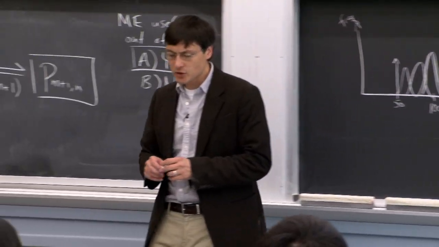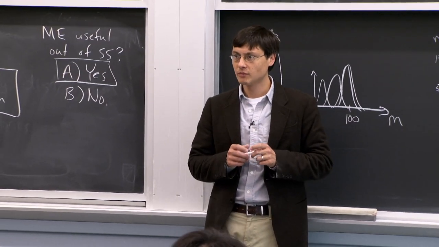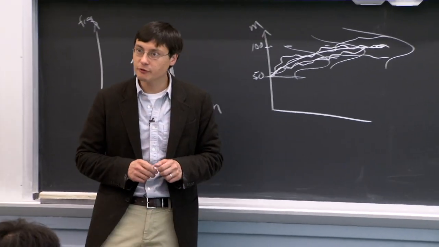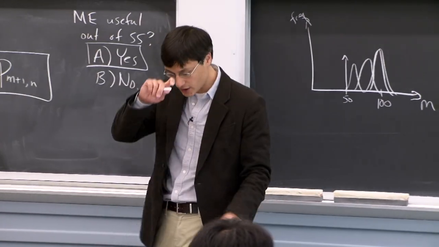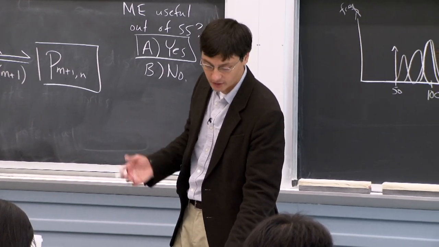Now, there's a major question, though, of how it is that you should generate these stochastic trajectories. The most straightforward thing to do is to just divide up time into a bunch of little delta t's and just ask whether anything happened.